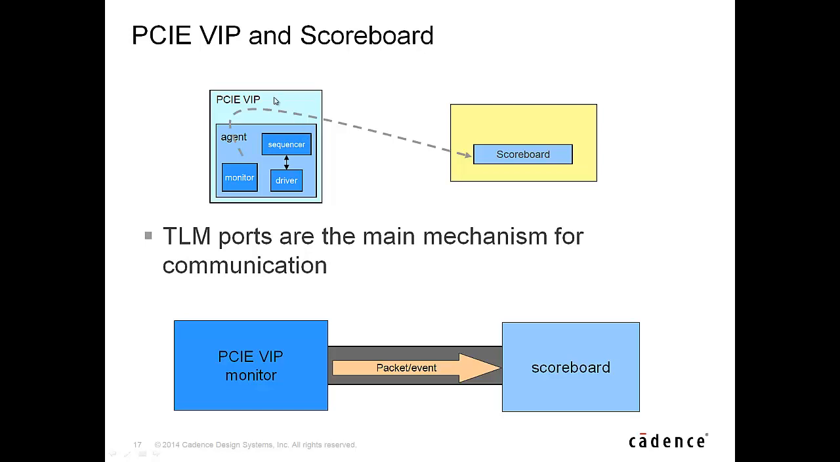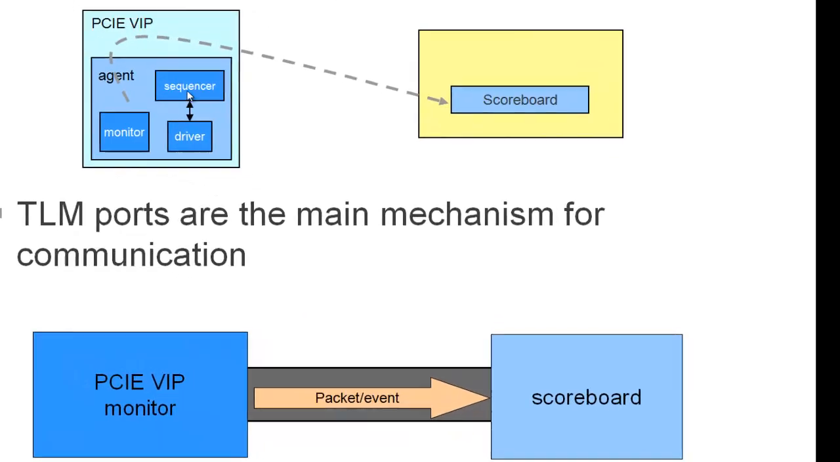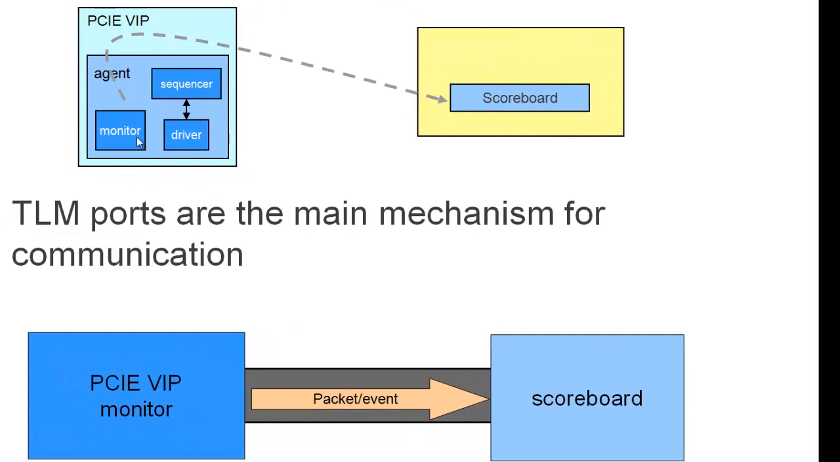PCI Express VIP is an encapsulated verification component with sequencer, driver, and monitor, and each monitor has many UVM analysis ports which allow the data to be transferred from the monitor to the scoreboard. So the main communication mechanism between the PCI Express monitor and a scoreboard is via TLM ports.